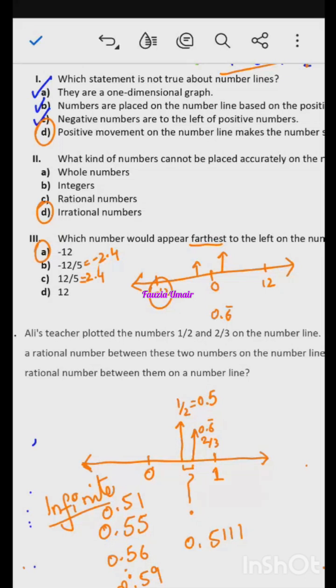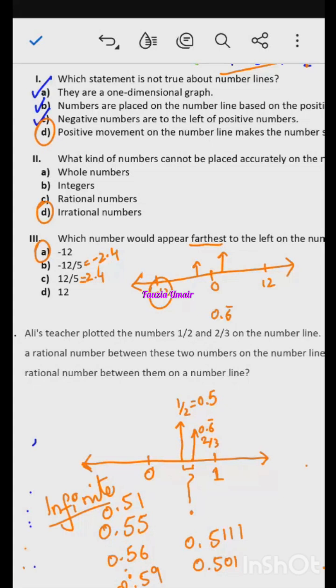Manal, what is your number? 0.501. 0.501 even. Right? So we can increase the decimal points. There is no limit. We can have 3 decimal points, we can have 4 decimal points, we can have 9 decimal points. So there is no limit. All right, so there are infinite rational numbers between 0.5 and 0.6.